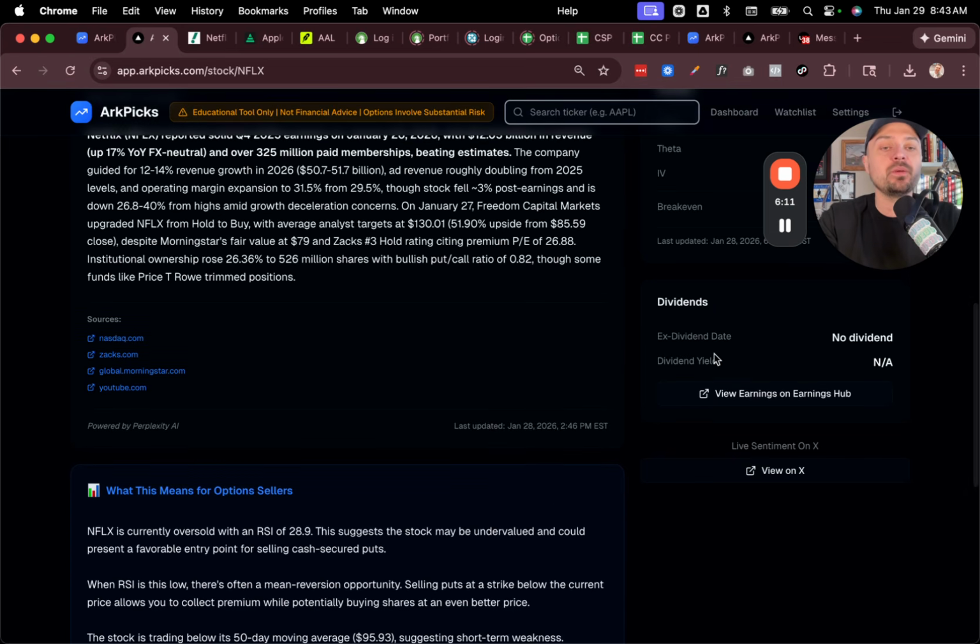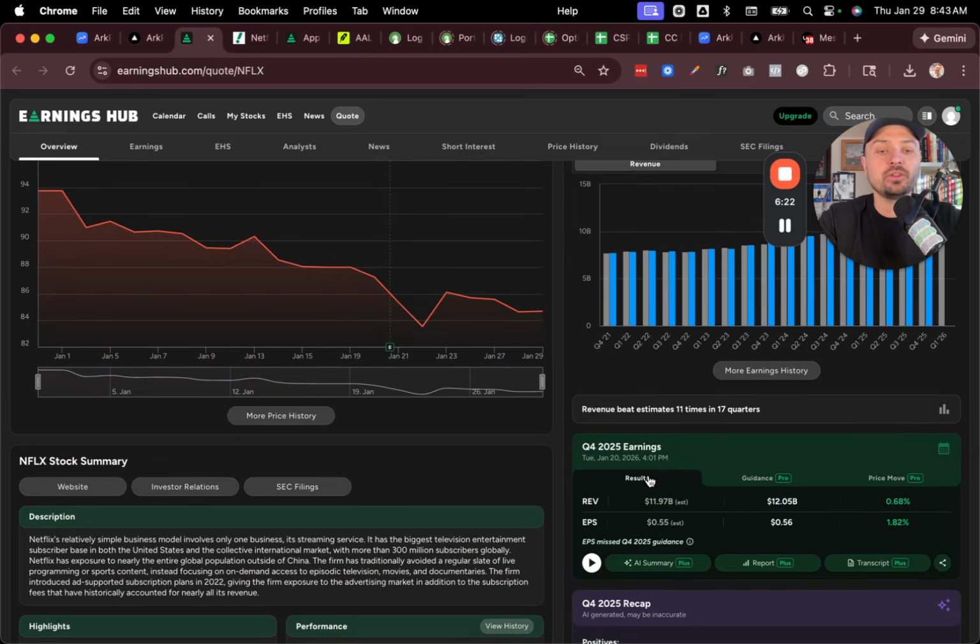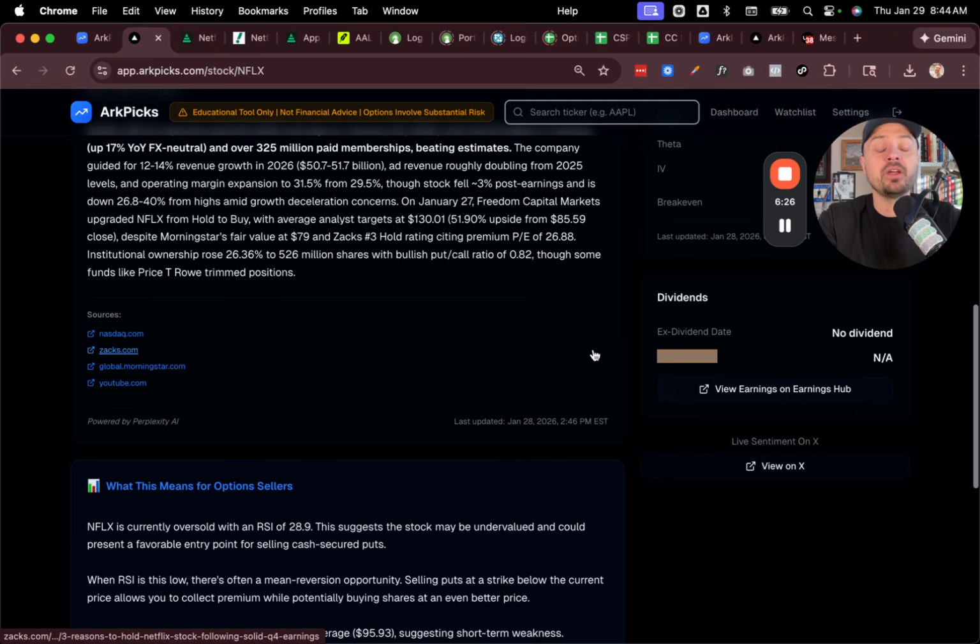Back to the right-hand side, we get dividends. If we have any dividends, ex-dividend dates, obviously nothing with Netflix, what the dividend yield is. And then of course, we can click view into our earnings hub and take a look at those earnings dates to make sure our options contract is not expiring on or around that.